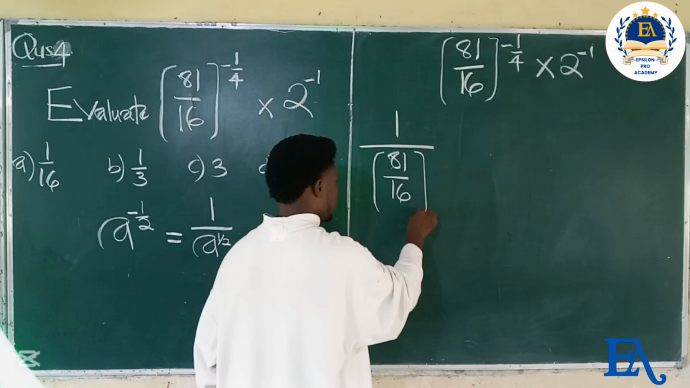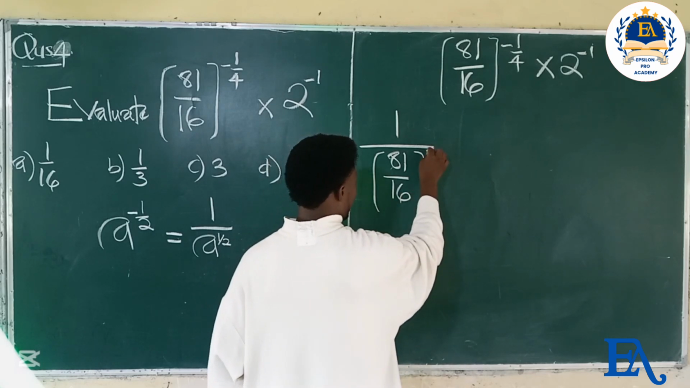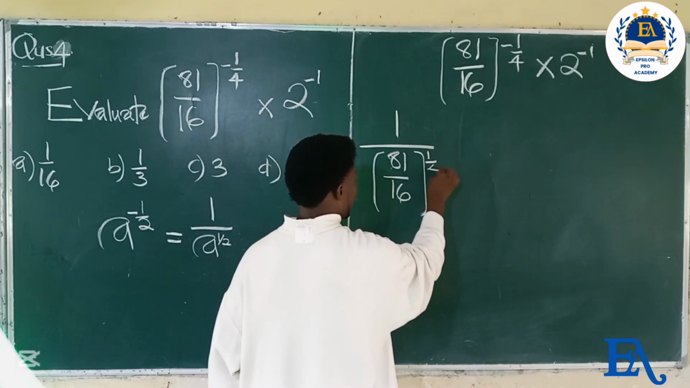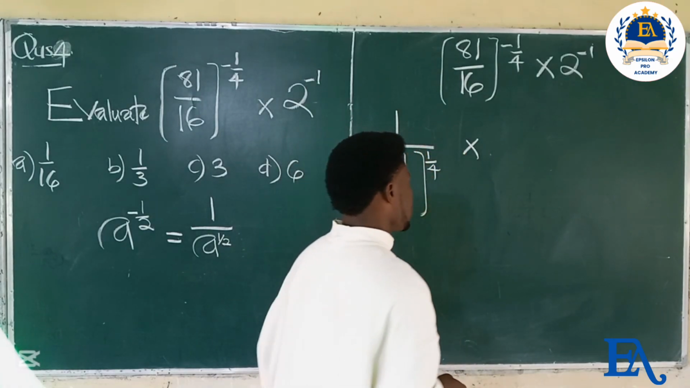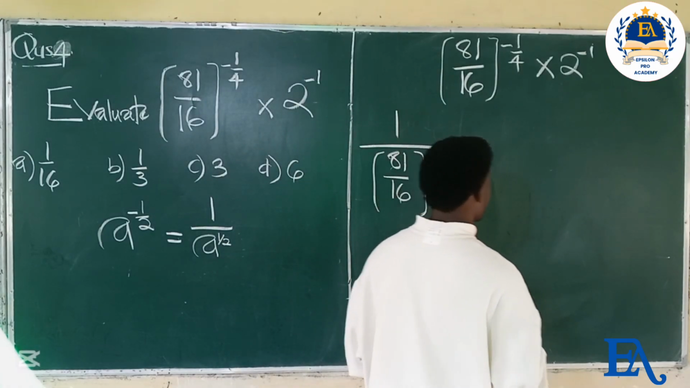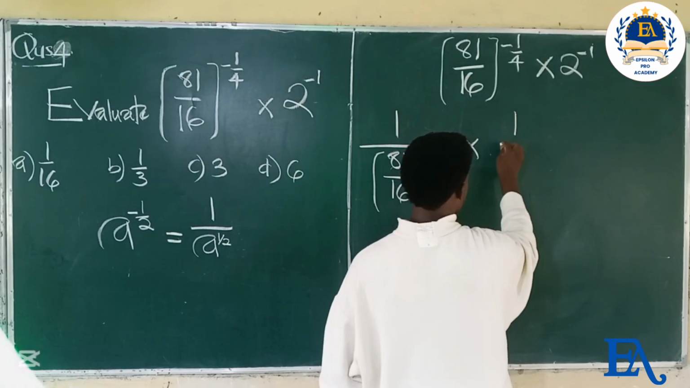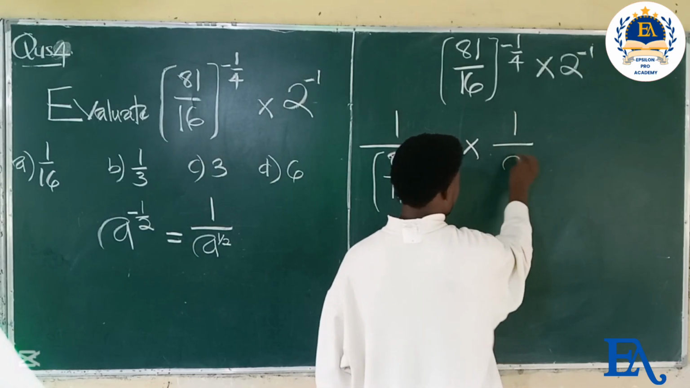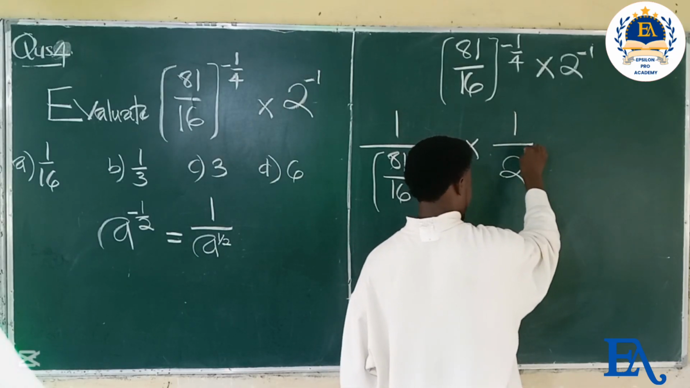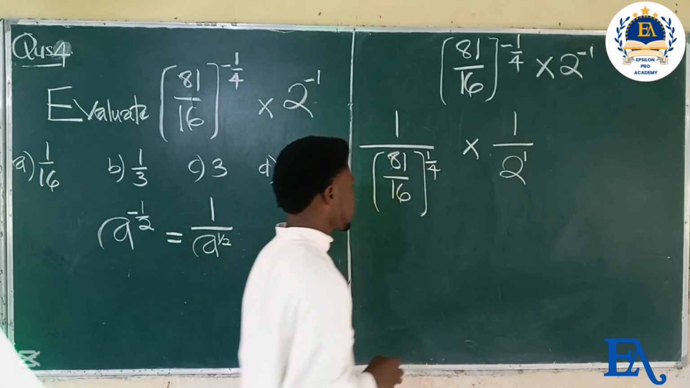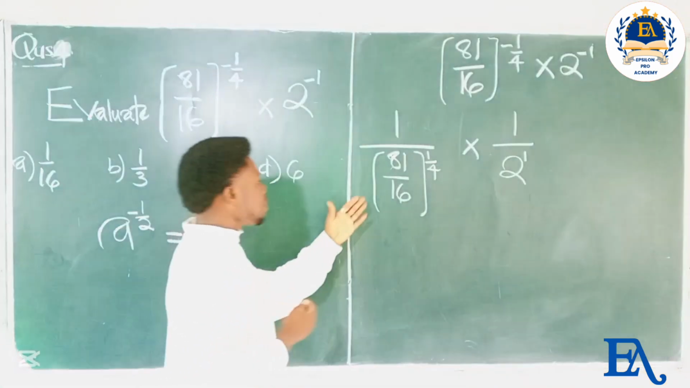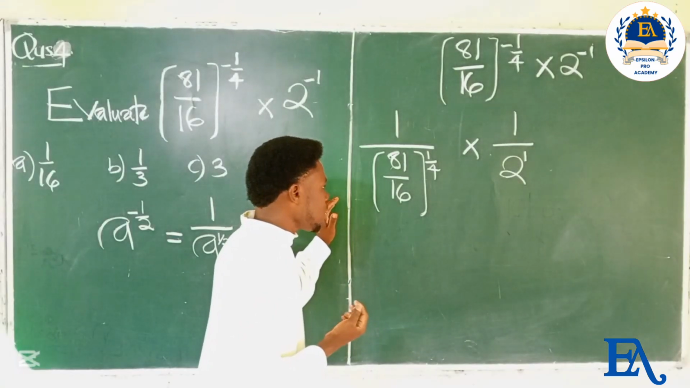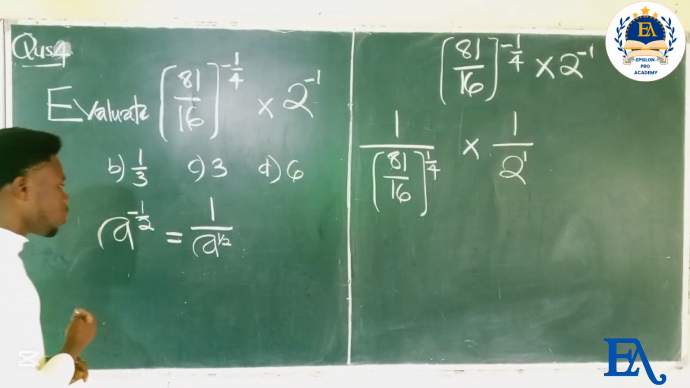This will be raised to the positive index, raised to the power of 1 over 4, doing the same thing to this term, 2 raised to the power of negative 1, it becomes 1 all over 2 raised to the power of positive 1. That is the first step. The next step, let us apply the next law, which is the fractional index law.